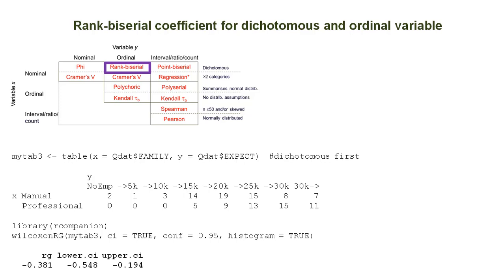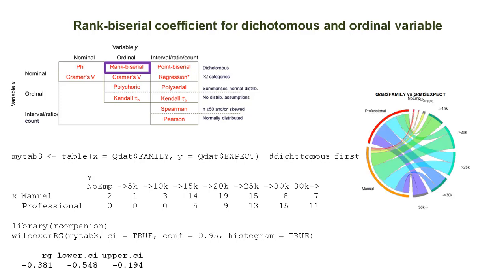The ordinal data has been split into the two dichotomous classes. A result of 0 means no difference between them. Positive values mean that the first group tends to have larger values than the second. Negative values mean that the second group tends to have larger values than the first. This is evident from the table, where the modal class of manual is less than that of professional in terms of ordinal variable expect, thus giving a negative association. The 95% confidence intervals are from the bootstrap.